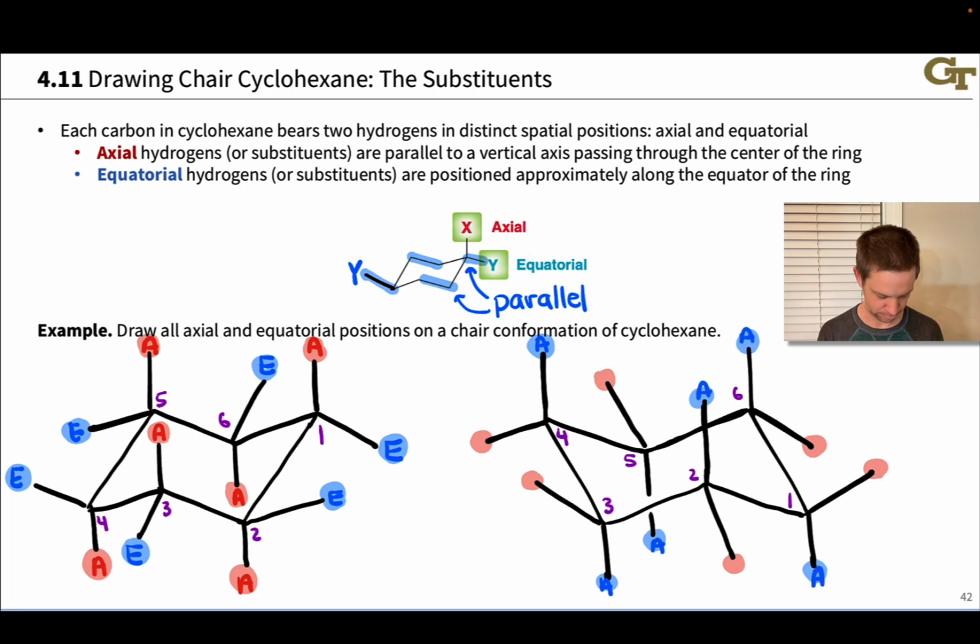Six axial blue groups, and the red groups now are equatorial, and there are six of those. And this is what the chair flip does. It converts the axial groups into equatorial groups and vice versa, and changes the head of the chair into the feet of the chair and vice versa.